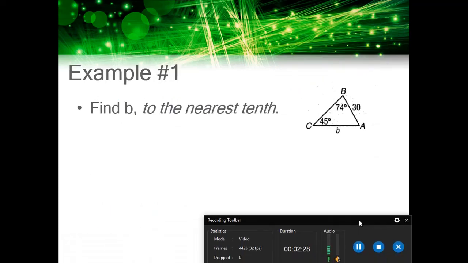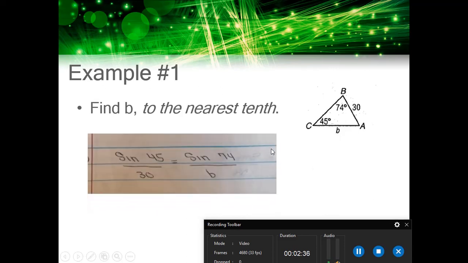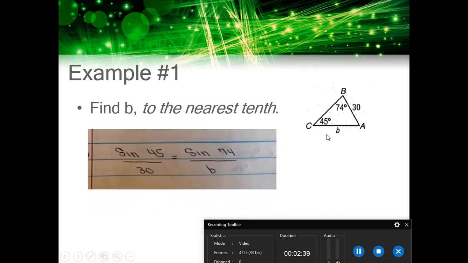So let's try example number 1. They're asking us to find b to the nearest tenth. B is a missing side length. We're going to start by setting up the proportion. So I'm going to start with sine of 45, and I'm going to compare it to side length of 30 because they're across from each other. And then I'm going to go to the sine of 74, and I'm going to compare it to the missing side B. You'll notice the sine values are in the numerator, and the side lengths are in the denominator.